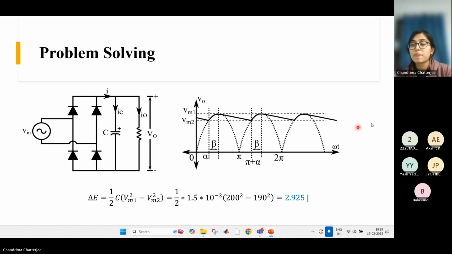We are just calculating the delta E. At the starting of this discharging period, we have the E. At the ending of the discharging period, we also have some E. It is not zero. Some value of E is there because some voltage is still retained by the capacitor. So by doing half C, V1 square minus V2 square, we get the delta E.